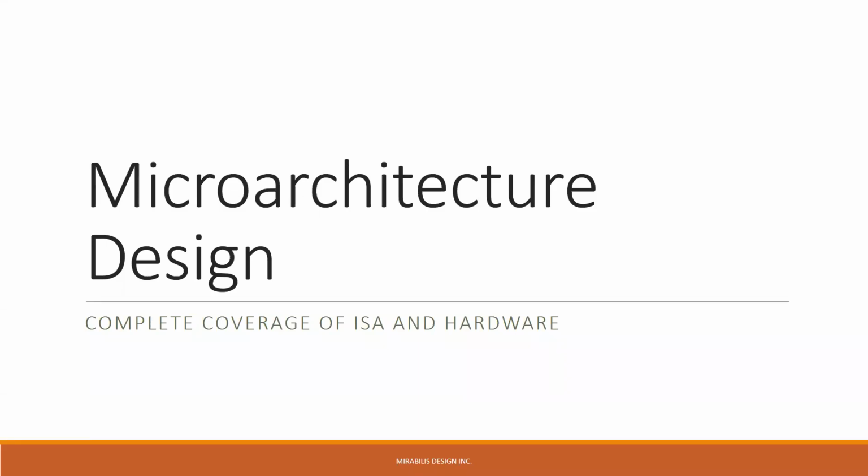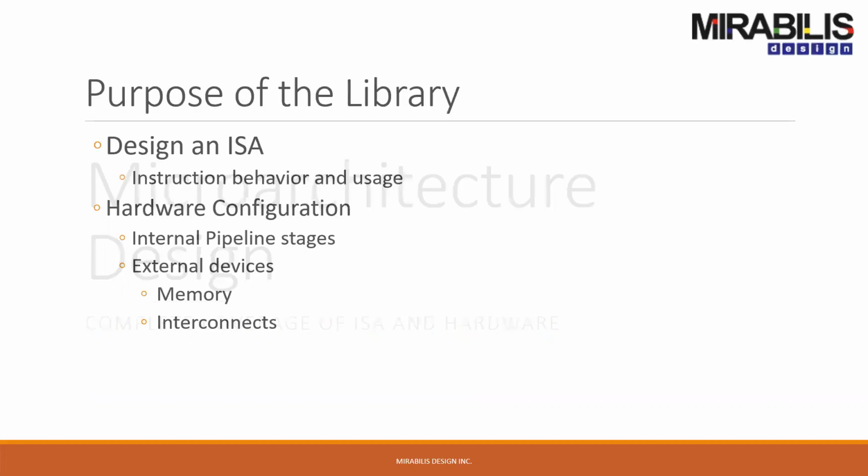Hello everyone. In this video, I'm going to explain the microarchitecture library that is developed in VisualSim. Purpose of the library. Designing a processor at cycle-accurate level requires detailed specifications about the instruction set architecture and the hardware components. VisualSim provides the ability to design and analyze both the ISA and the internal hardware devices. Users can utilize the existing ISA or they can design their own ISA for a custom processor.